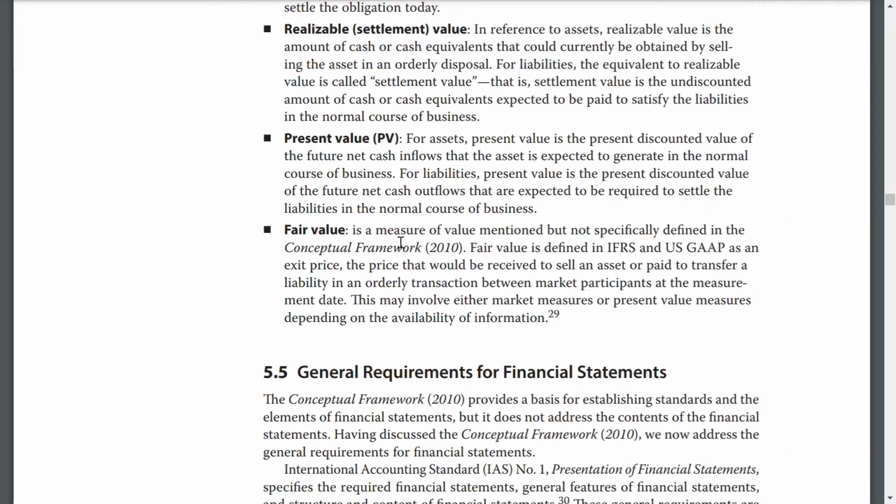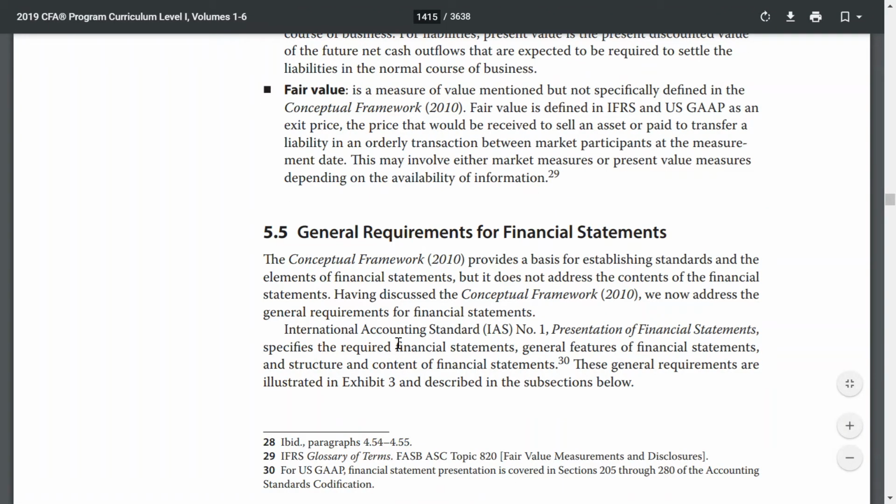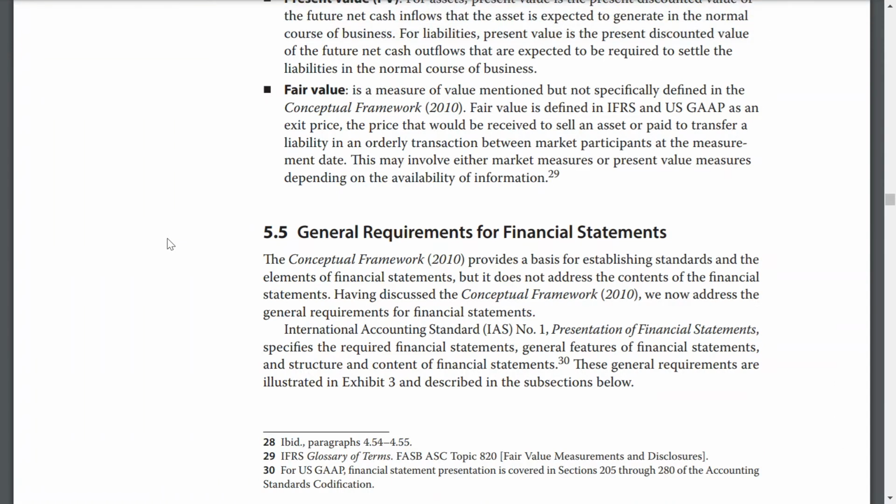General requirements for financial statements. The conceptual framework provides a basis for establishing standards and elements of financial statements, but it does not address the content of financial statements. Having discussed the conceptual framework, we now address the general requirements for financial statements. International Accounting Standard Number 1, Presentation of Financial Statements, specifies the required financial statements, general features of financial statements, and structure of the content of financial statements. These general requirements are illustrated in Example 3 and described in the sections below.